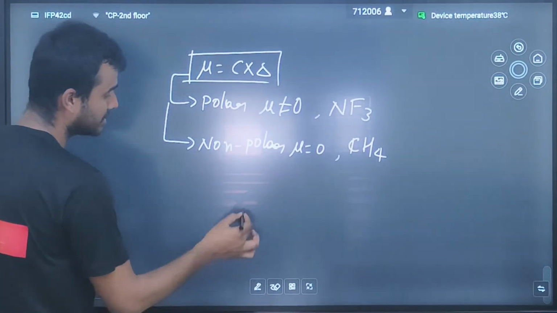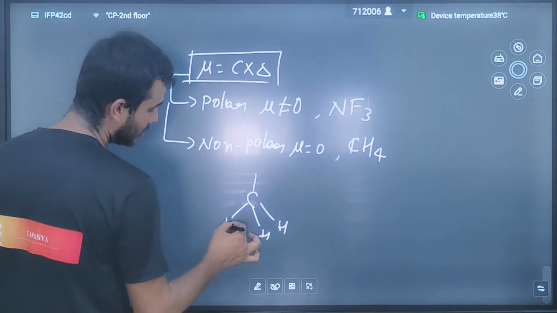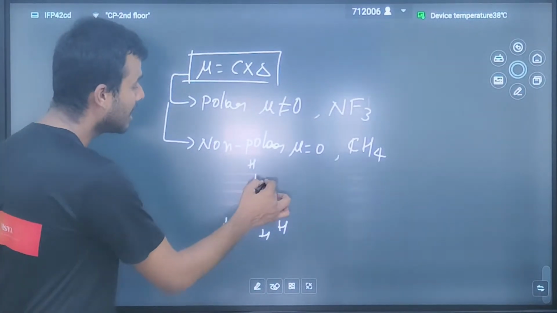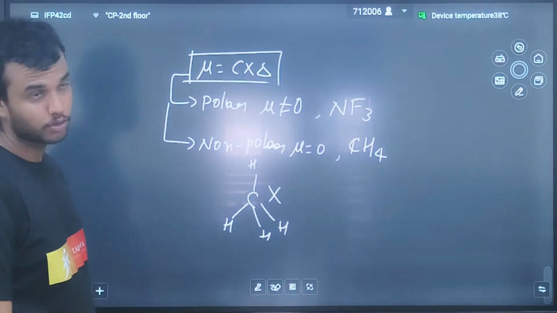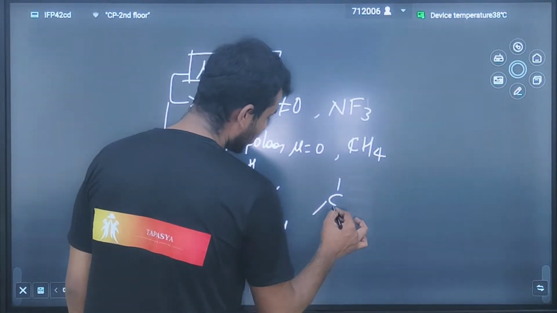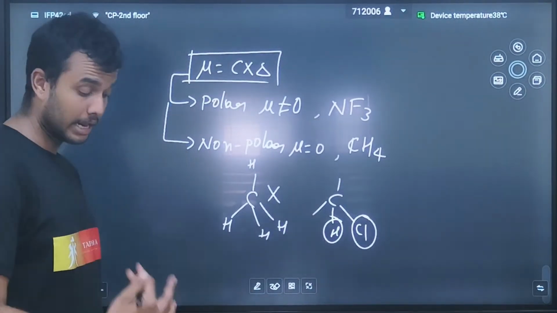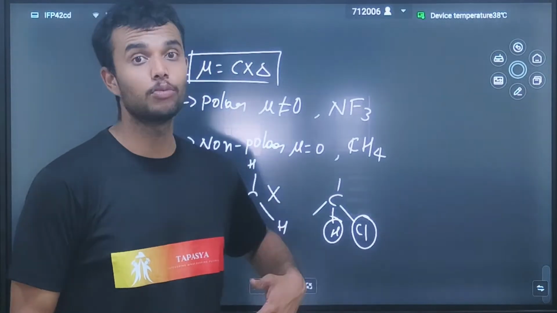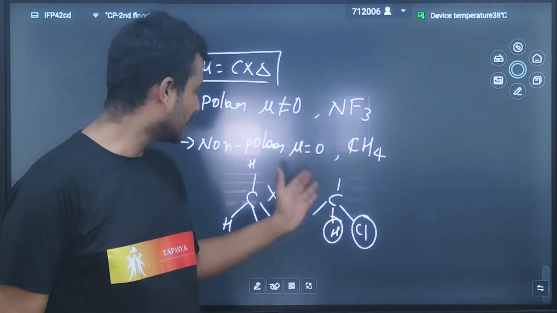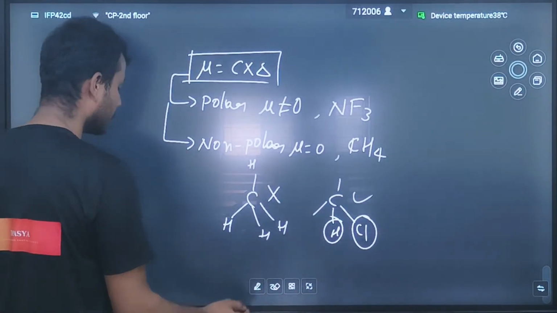Polar means, my dear students, very simple. Let's take the methane structure. This is methane. Everywhere we have a hydrogen, and they extend equally. Then everything is cancelled, and the mu value becomes 0. There is no dipole moment. Instead, if I replace one hydrogen with Cl or fluorine, what will happen? Compared to hydrogen, fluorine exhibits more charge and the distance is more. That's why this will exhibit a dipole moment.